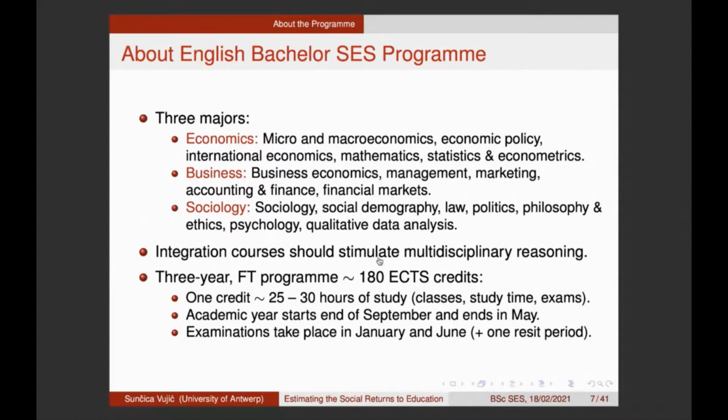And then finally, we have the third major, sociology, which has courses like sociology, social policy, social demography, law, politics, philosophy and ethics, psychology, as well as qualitative data analysis. When I mentioned econometrics and sociometrics, we are calling that quantitative data analysis. Within sociology, you can also have qualitative data analysis, which is maybe more present in sociology than in economics.